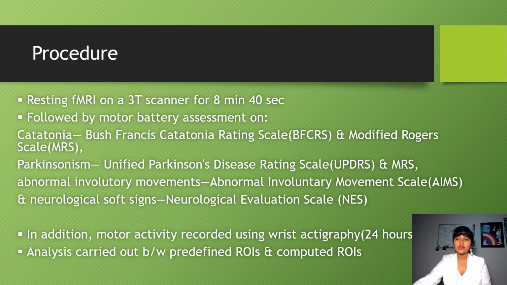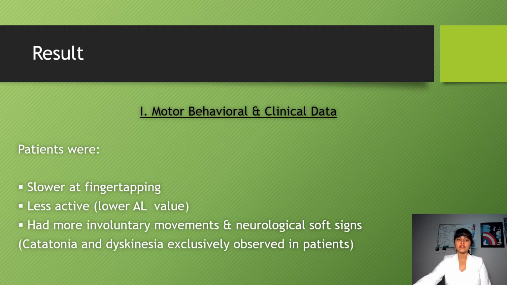Primarily four major results. First, we get from motor, behavioral, and clinical data. Patients were slower at finger tapping, less active, that is lower AL value, which we talked about in the previous slide. They had more involuntary movements and neurological soft signs.